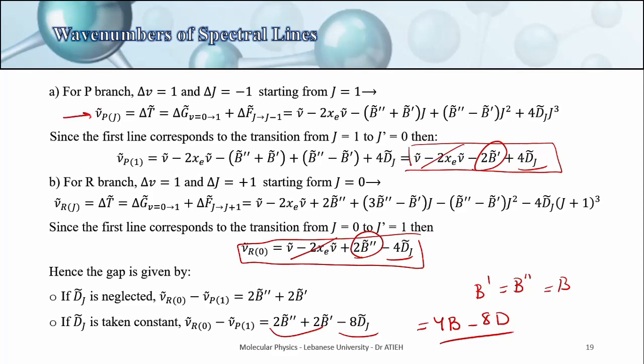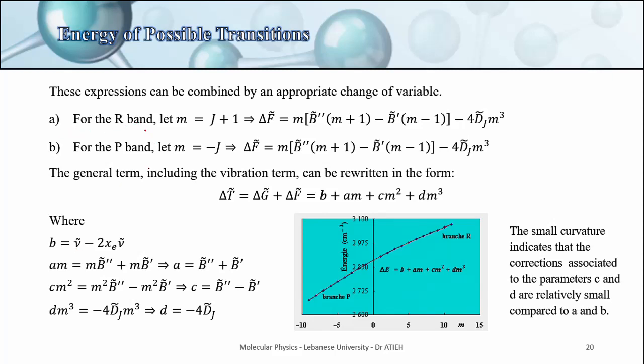Now these two expressions for the P branch and for the R branch can be grouped in a single expression. Let's see how. For the R branch, if we replace J by M minus 1, all you have to do is just replace J by M minus 1, you will get this expression for delta F. And in the P branch, if you replace J by minus M, you will arrive to this expression. You can see that both expressions are the same.